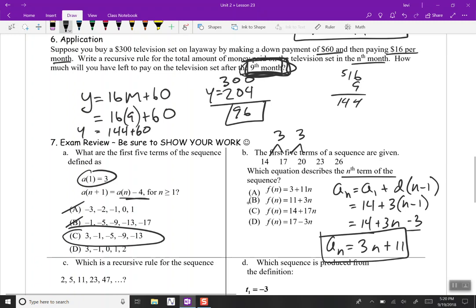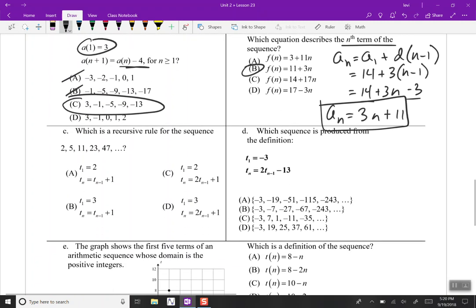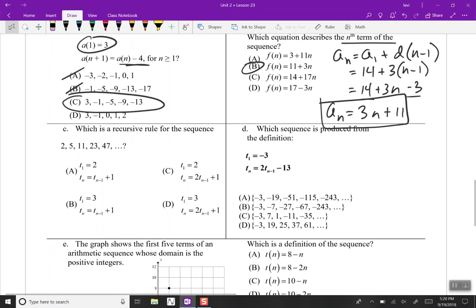And that's the exact same as B here. Doesn't matter which order they're in. I write them with our variables in front.